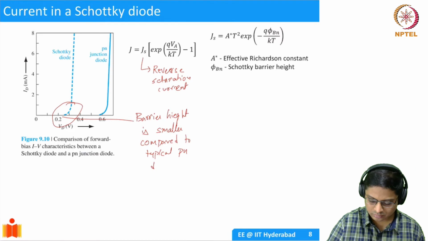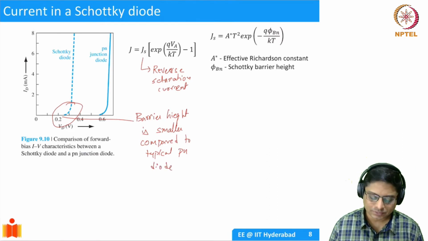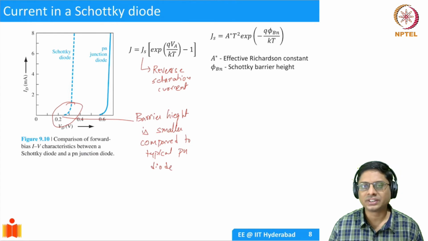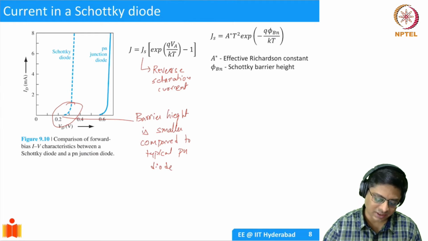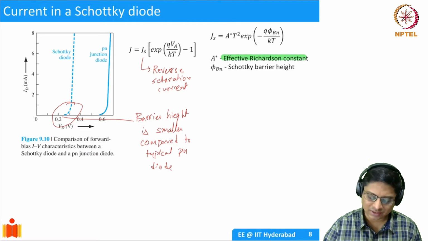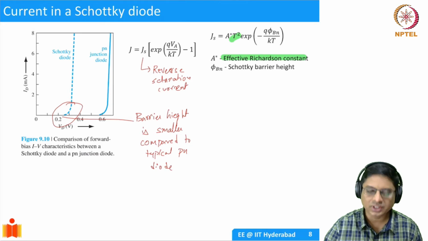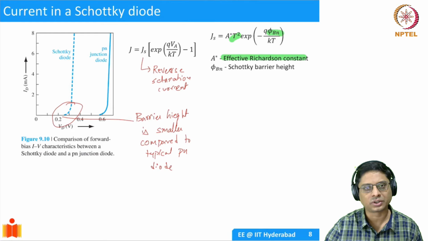Okay. And what else? Well, the saturation current density expression is different from a regular PN junction. Here, there is something called A star, which is known as the effective Richardson constant. This is just a number, you could say, and there is a temperature T squared, and then there's an exponential and the barrier height. Phi Bn is the actual Schottky barrier height.